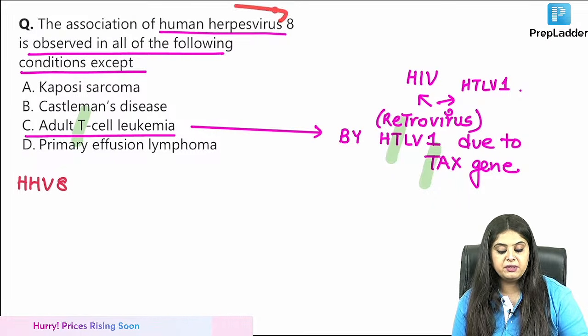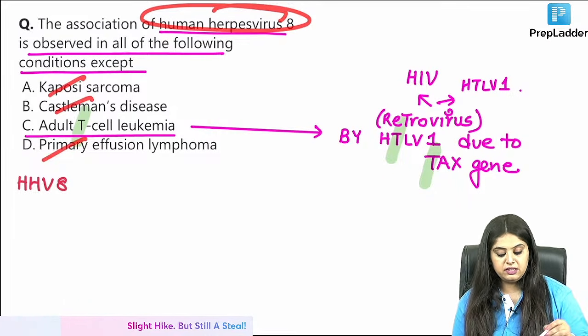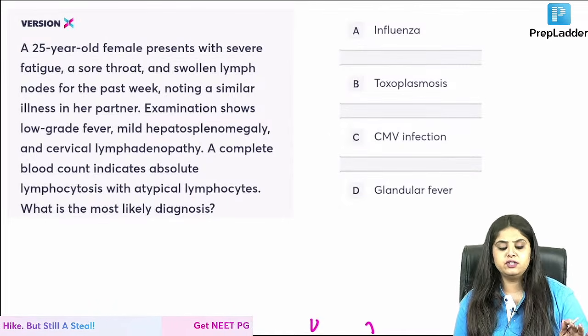We will study that later. Right now the story is HHV8. So these are the three things which I will talk about. One more question you tell me, then I will teach you the whole family.